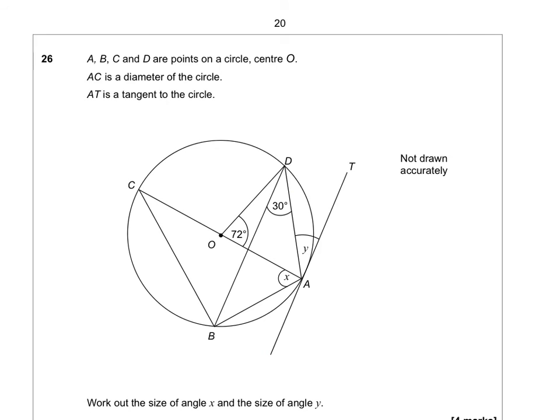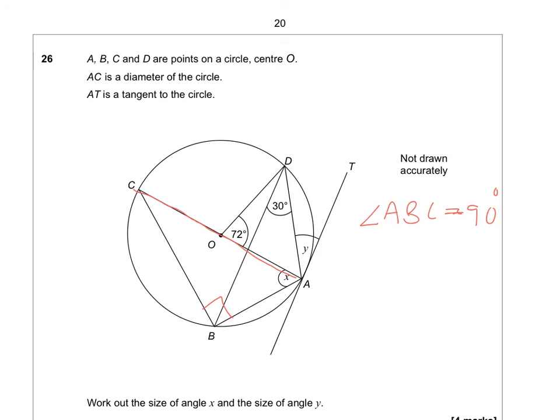Question 26. A, B, C and D are points on a circle centre O. AC is a diameter of the circle. As soon as we know that this angle here, angle ABC equals 90 degrees, as we have angle in a semicircle situation. And AT is a tangent to the circle. Work out the size of angle X and the size of angle Y.